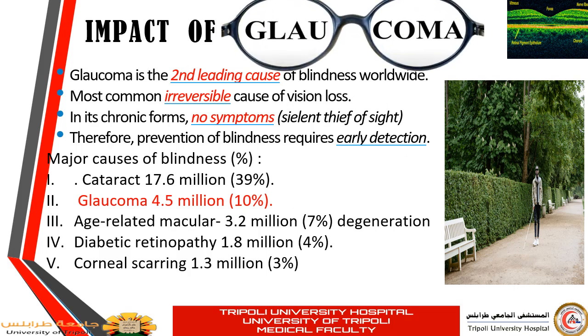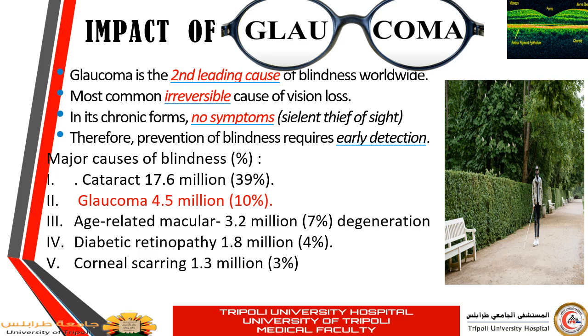Now, what's the impact of glaucoma? As you know, glaucoma is the second leading cause of blindness worldwide. The most common cause of blindness is cataract. If we speak about both reversible and irreversible causes of blindness, the most common cause is cataract, and the second most common is glaucoma, followed by age-related macular degeneration, and then diabetic retinopathy and corneal scarring.